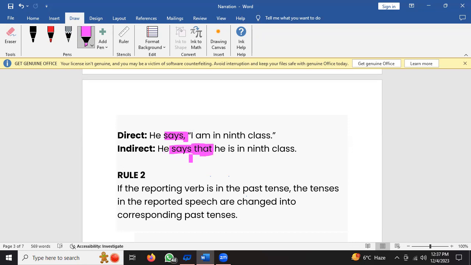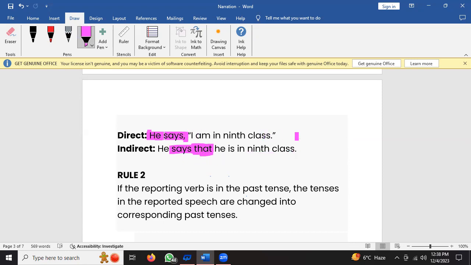So he says that I changes into he. Why? Because the speaker is third person, he. This I will change into he. So he says that he is. I would have written he am, but there is no such combination in English, right? So with he, we always write is in present tense. With I, there is a combination of am in present. So when we write he, we have to change am into is, right? So he says that he is in ninth class.